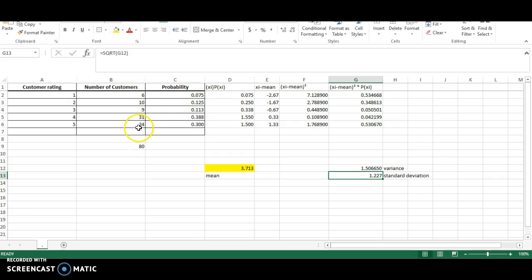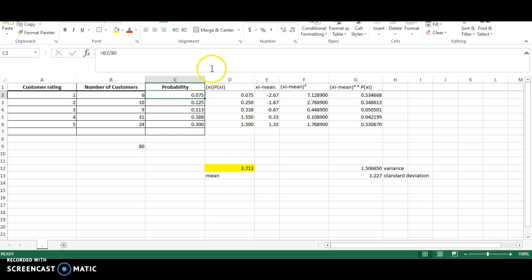So you total your number of customers up and divide each one of these numbers by 80. So here we divided 6 by 80, and we got 0.075. And then the second one, we divided 10 by 80, and we got 0.125. And then we divided 9 by 80, and we got 0.113. Then we divided 31 by 80, and we got 0.388, and 24 divided by 80 and got 0.300.